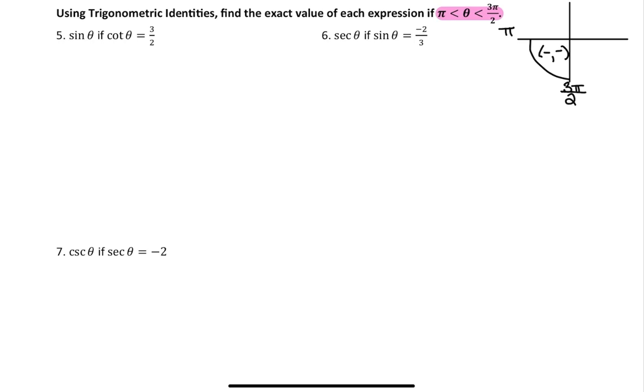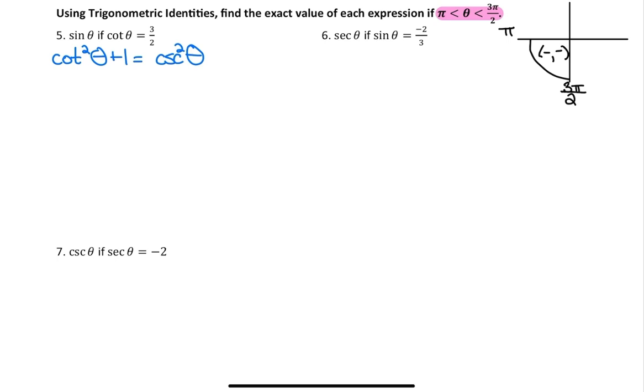Looking at number 5, it wants us to find sine if we know cotangent of theta is 3/2. Well, we don't have an identity that directly connects sine with cotangent, but we do have an identity that directly connects cotangent with cosecant. And that identity is cotangent squared theta plus 1 is equal to cosecant squared theta.